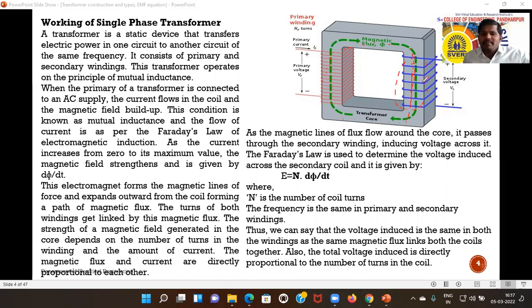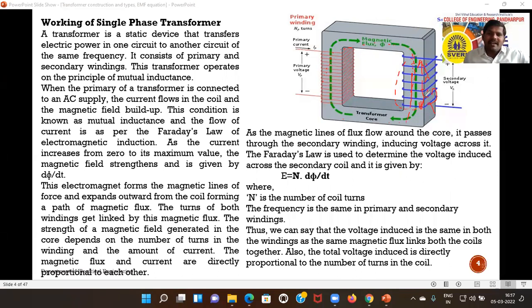it will induce some EMF, like E2 EMF, in the secondary coil. Some EMF will be induced in the secondary coil, that is E2 EMF. Due to that induced EMF there is some voltage across the secondary coil. And Faraday's law is used to determine the value of voltage, that means how much voltage can be induced in the secondary coil. This can be determined by using Faraday's law.